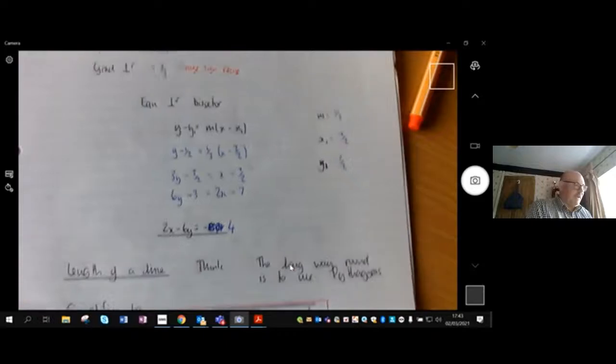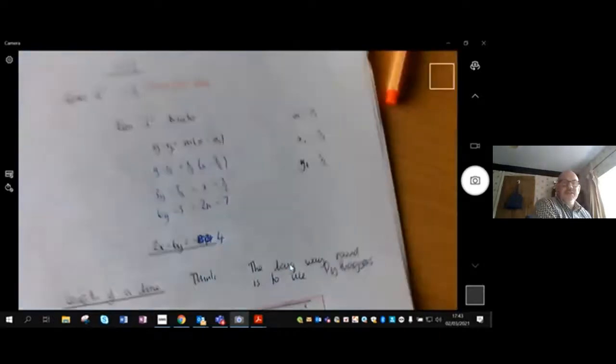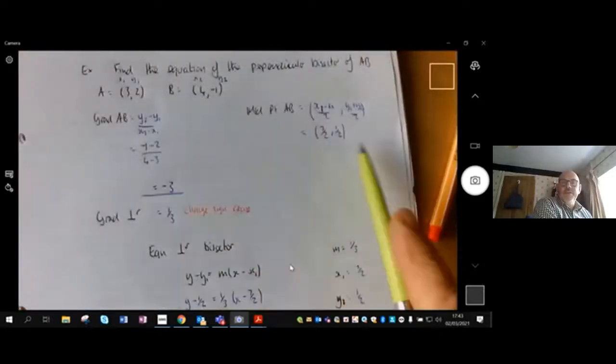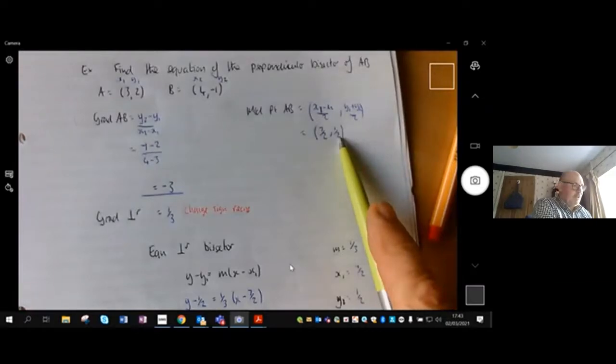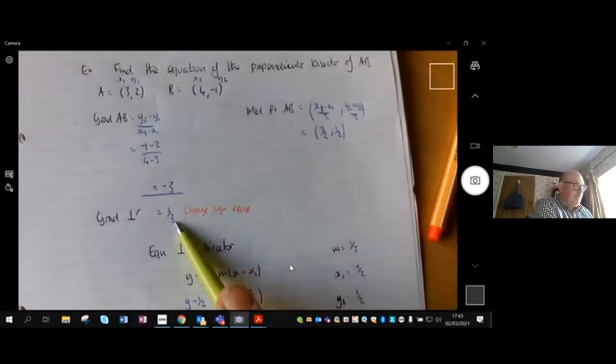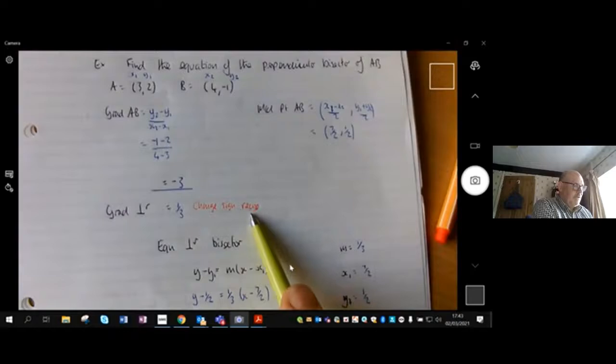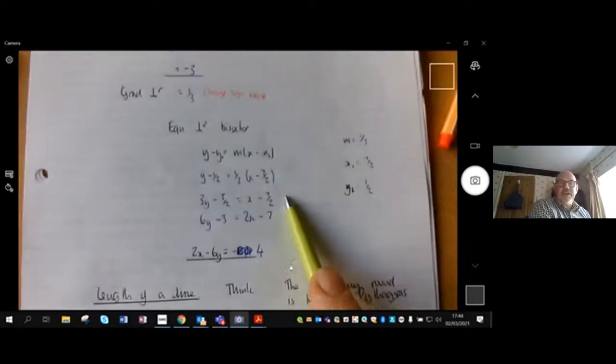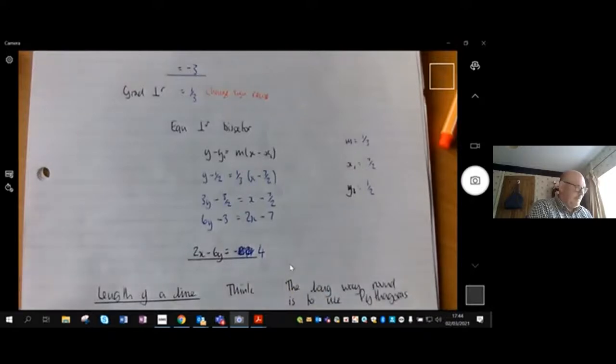So let's just recap. Gradient of the line, the midpoint to get the perpendicular bisector goes through the middle, the negative reciprocal, change the sign and reciprocal, put it into the formula for the straight line, and your answer pops out there.